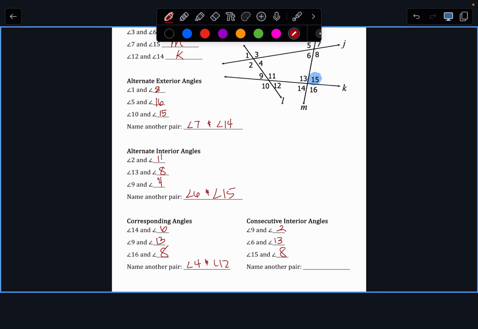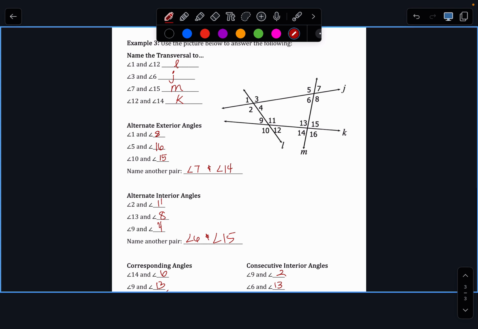All right, Philly, what'd you write down? Oh, 6 and 13. We already have that written down. 4 and 11 then. All right, angle 4 and angle 11. No, wait, that's not right.